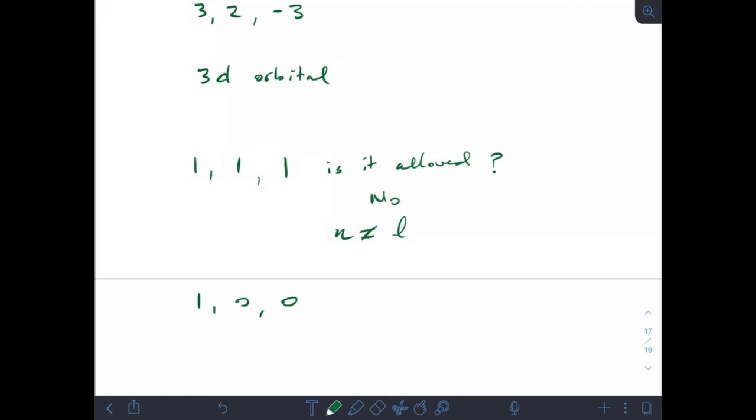Okay, so that's going to do it for our chapter. On our next chapter, we're going to pick up pretty much right where we're leaving off here and start talking about electron configurations.